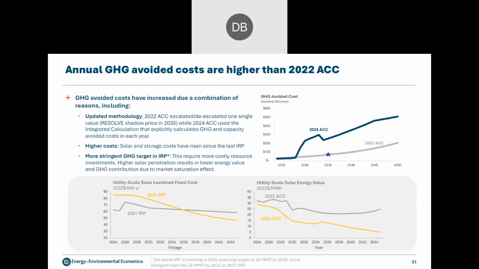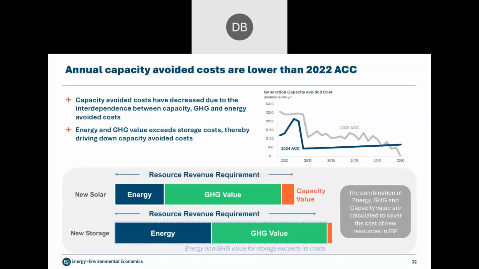All right, let's move on to the capacity side. Same chart on the top right, comparing the 2022 ACC and 2024 ACC capacity avoided cost. We see that capacity avoided costs have decreased, and that's mainly because with the new calculation, we considered the interdependence between capacity, GHG, and energy avoided costs.